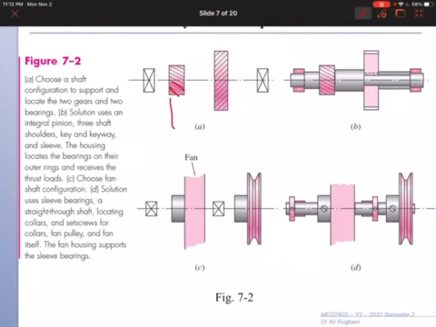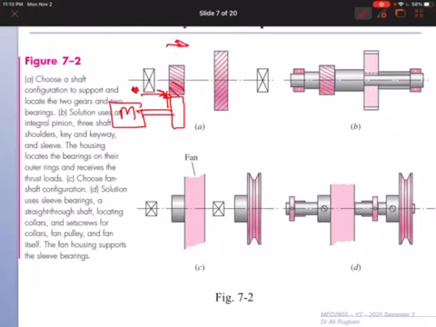Let's say we have an input gear here coming from a motor. The force applied to this gear will have two components, an axial component and a normal component. This axial component, this one, is pushing the gear to the right hand side. So we need to support this gear.